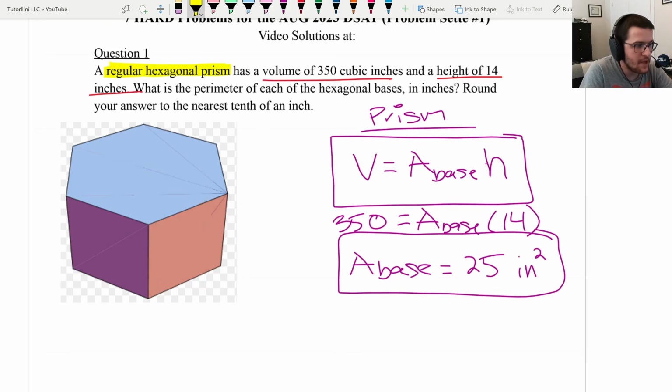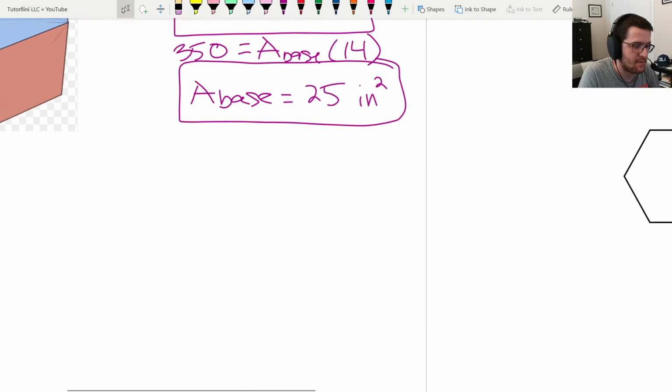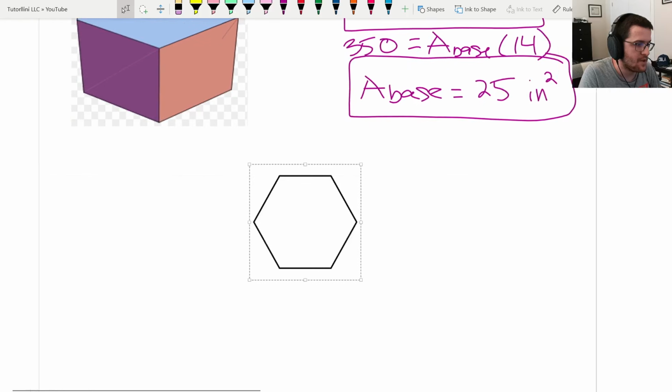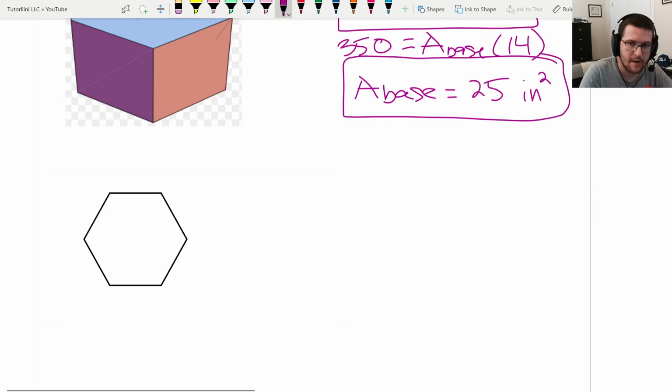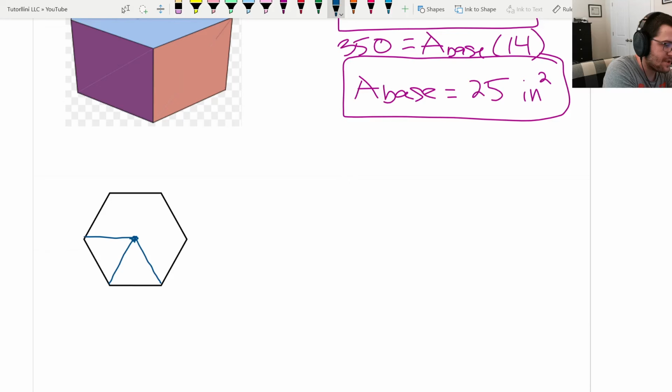So now we just have to use our knowledge of hexagons to figure out what the length of each side is. Regular means all the sides and angles are the same. So once again, to save myself some drawing, I have some important stuff that I'm just going to pull over. This is a cleaner drawing of a regular hexagon. And if you didn't know this, this is something that comes up on the SAT once in a blue moon. You can split a regular hexagon into 6 equivalent triangles.